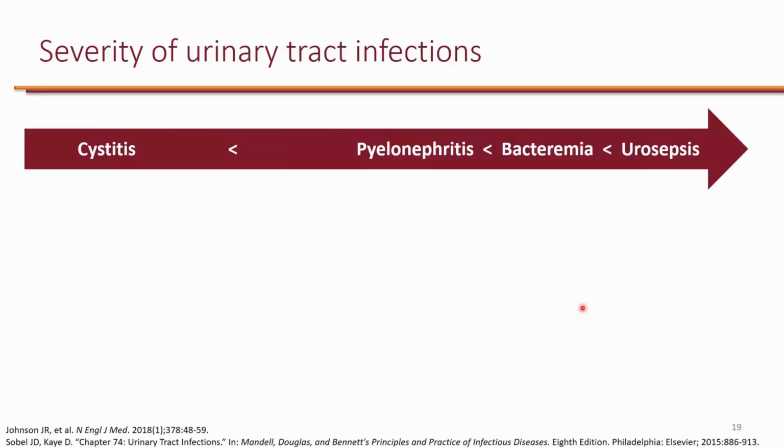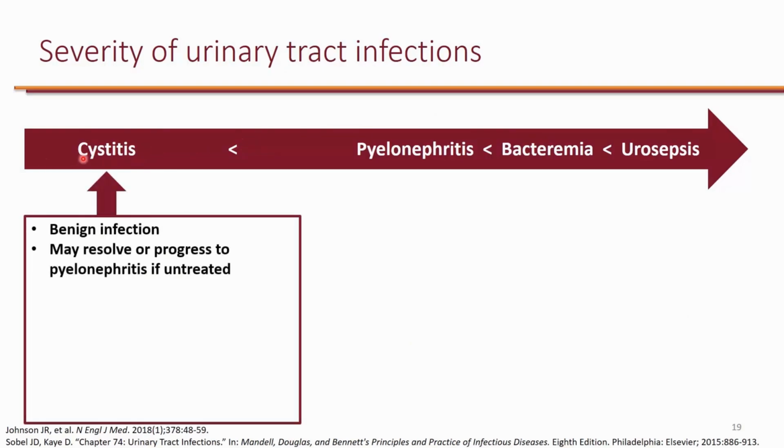Okay, so here's the severity of urinary tract infections. It goes from less severe to more severe. Note that cystitis is all the way to the left. Cystitis in general is a benign infection. If you don't treat it, it may actually resolve on its own, or it's possible that it can progress to pyelonephritis.